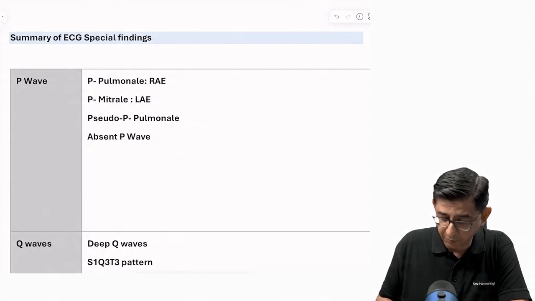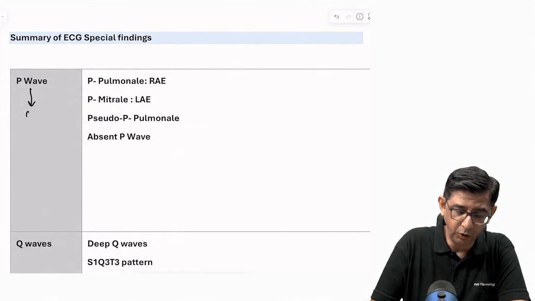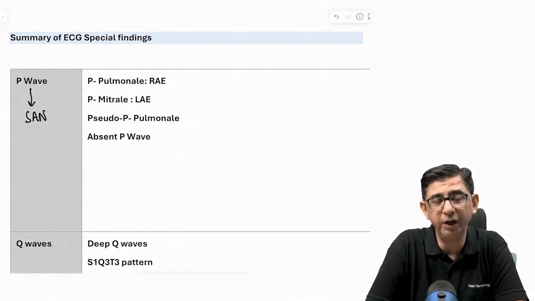Now, a summary of important findings to be remembered is P wave is generated from the SA node. The normal duration of the P wave is 120 milliseconds.